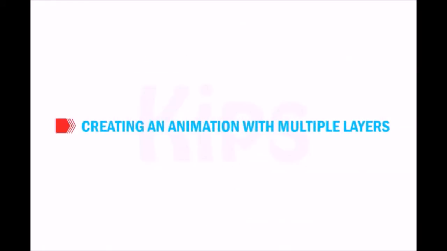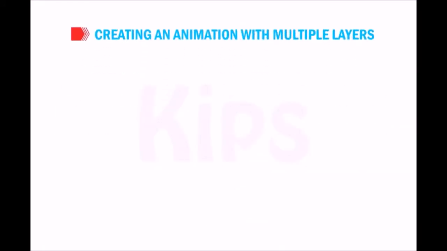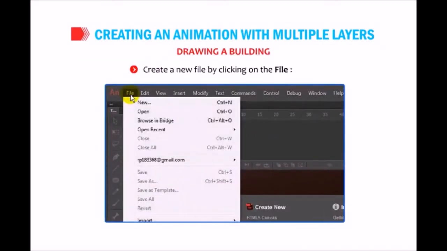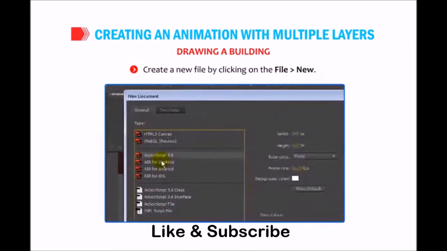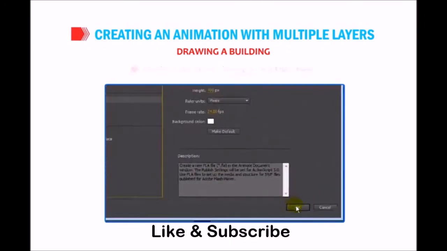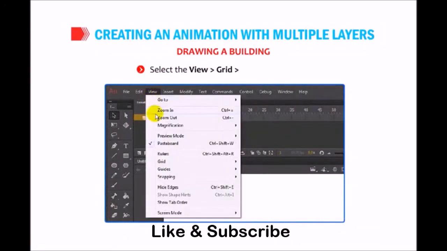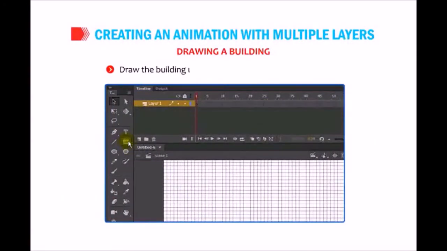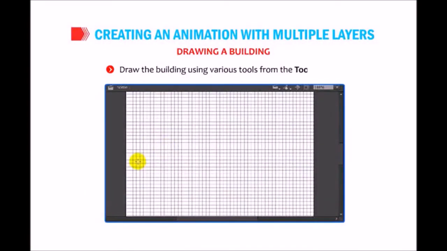Alright students, let me tell you how to create an animation with multiple layers. Drawing a building. Create a new file by clicking on File, then going to New. Select View, then Grid, then Show Grid option. Draw the building using various tools from the Tools panel.